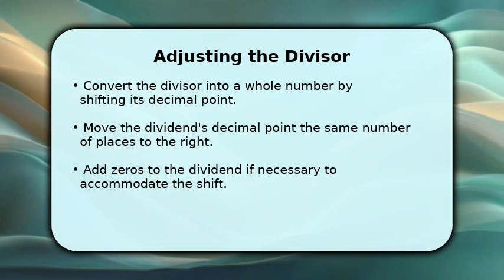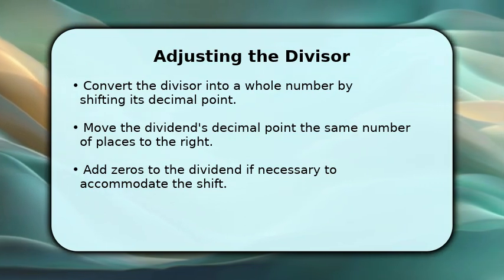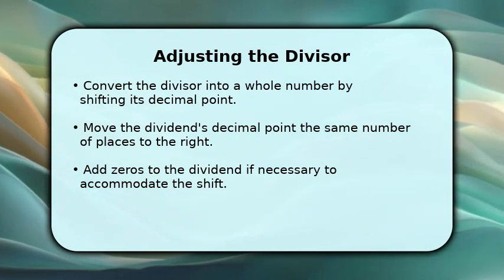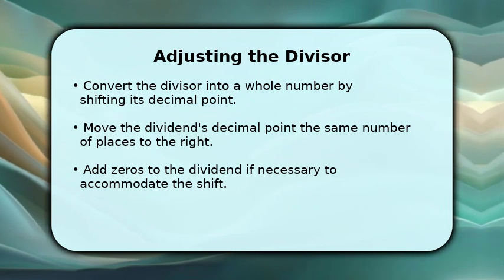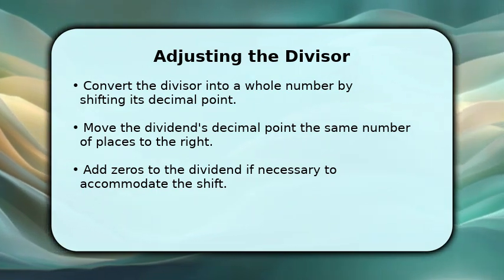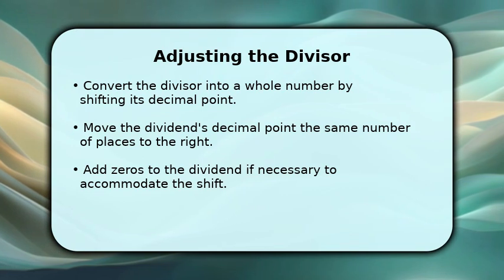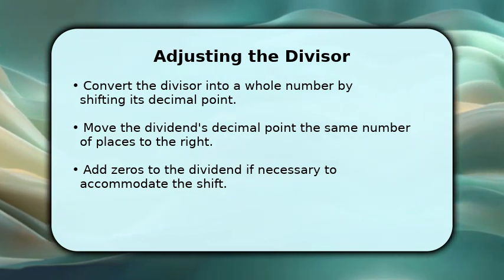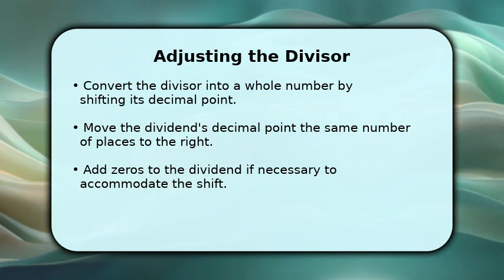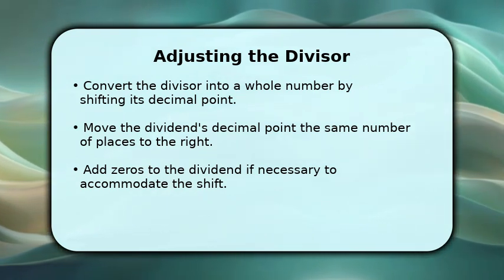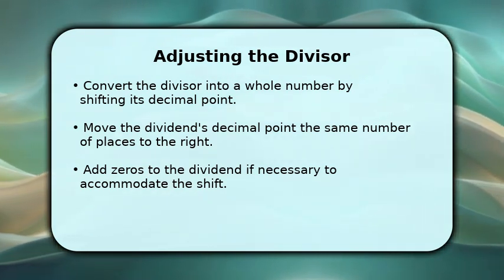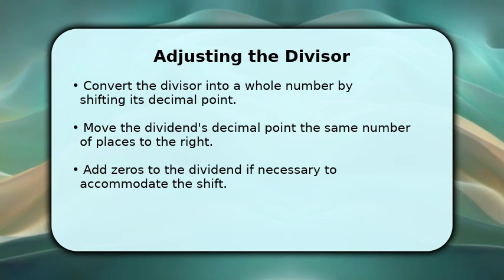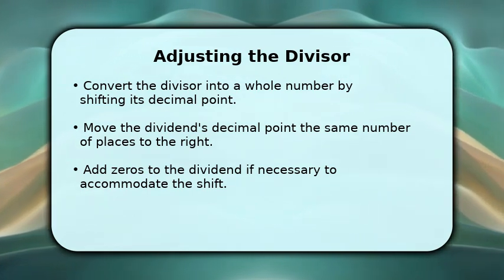The next critical step involves making your divisor a whole number. You achieve this by moving its decimal point all the way to the right. Remember, whatever you do to the divisor, you must also do to the dividend. So, shift the dividend's decimal point the exact same number of places to the right. If you run out of digits, simply add zeros as placeholders. This ensures your division remains mathematically equivalent.